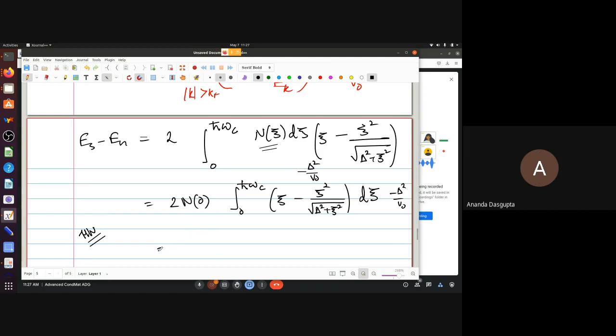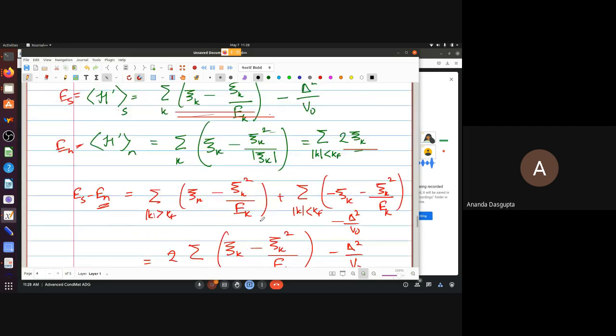Now, what I'm going to claim here is that this is what comes out of the calculation. If you integrate this, so this is the homework. Homework is to reduce this integral expression into this form. The integral can be carried out very easily, but going to this form ultimately requires you to make sure that you're using the approximations correctly.